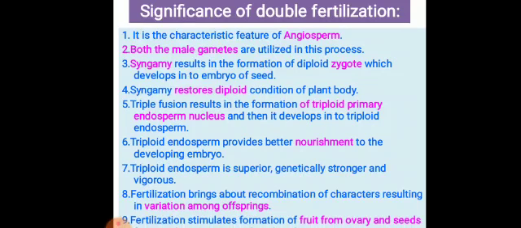Fertilization brings about recombination of characters, resulting in variation among offspring. The variation occurs because this is a sexual type of reproduction, and fertilization stimulates formation of fruit from the ovary and seeds. After fertilization, formation of fruit and seed occurs in this process. Now, today we have learned about the double fertilization process and its significance.